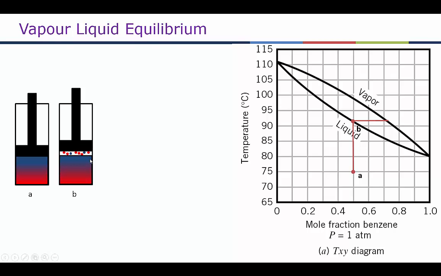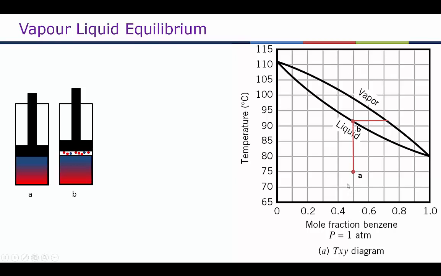liquid phase, and the first vapors that come out of the liquid phase will be more concentrated in benzene. So the line joining the vapor curve to the liquid curve is called the tie line, and the point at which it meets the vapor side of the curve gives the composition of the vapor.